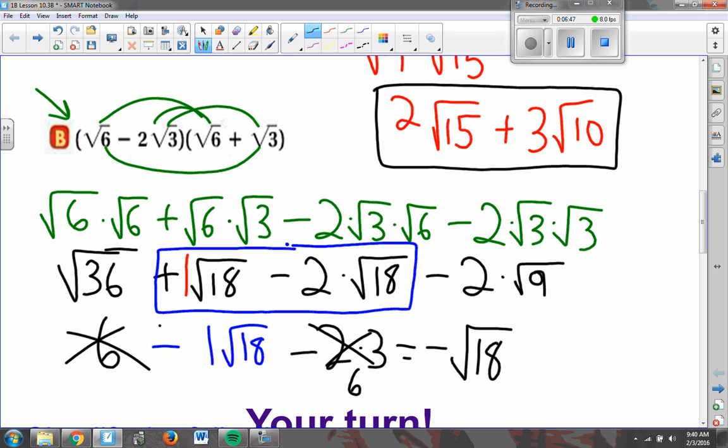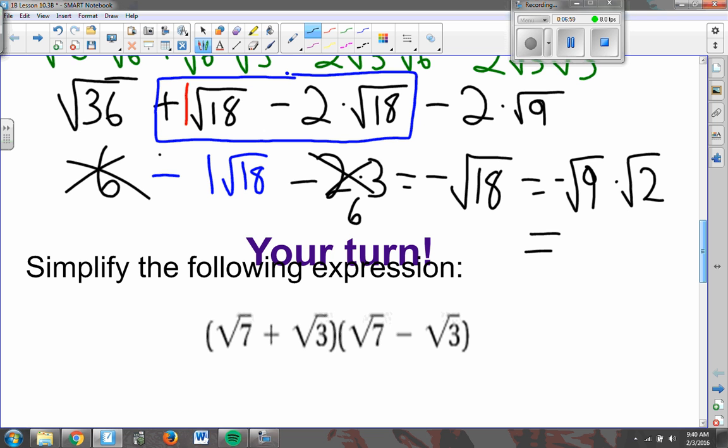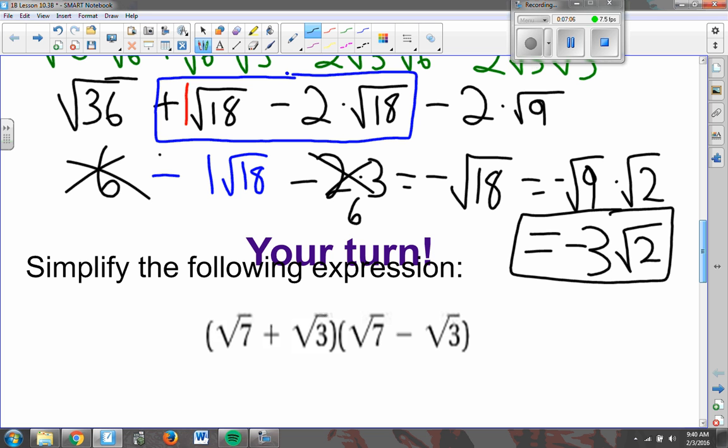But I can simplify the square root of 18 by separating that into the square root of 9 and the square root of 2. And that equals negative 3 square roots of 2. So a long process after I FOIL of putting pieces together, simplifying multiple square roots, and I end up with something that's relatively nice. Negative 3 times the square root of 2. Because my 6's went away, and that's what my square root simplified down to.